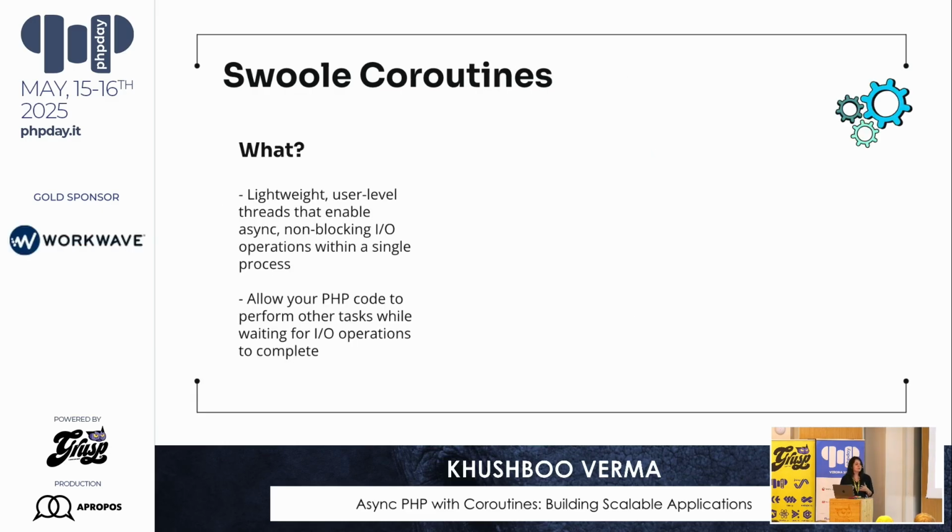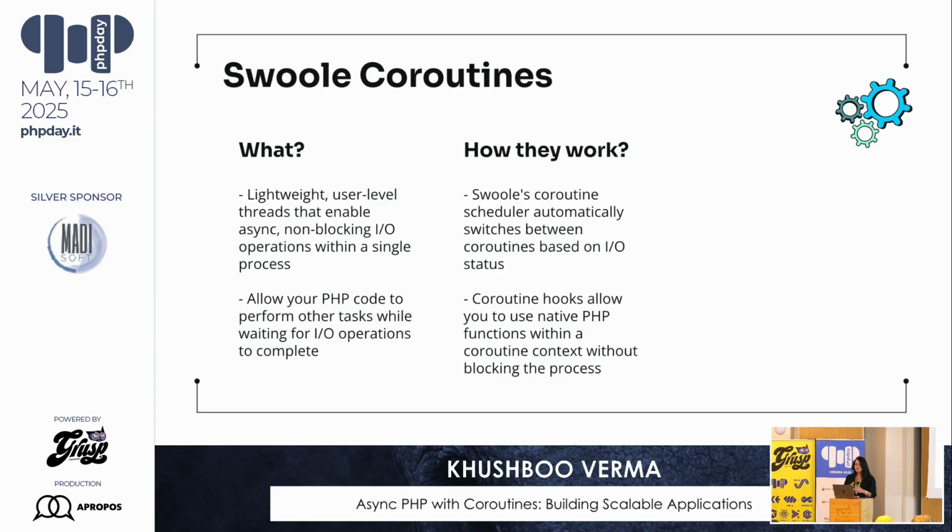So what exactly are Swoole coroutines? Swoole coroutines are basically lightweight user-level threads. Right? They are not actual threads. They're, again, very lightweight user-level threads which enable async, non-blocking I/O operations within a single process. And they allow your PHP code to perform other tasks while it is waiting for I/O operations. And how it works is that you do not have to do it manually like PHP fibers. Swoole's coroutine scheduler automatically knows when it has to switch the context between coroutines based on the I/O status. So if an operation is waiting for I/O, it's going to know when it has to switch context. And the coroutine hooks allow you to use native PHP functions without blocking the process.